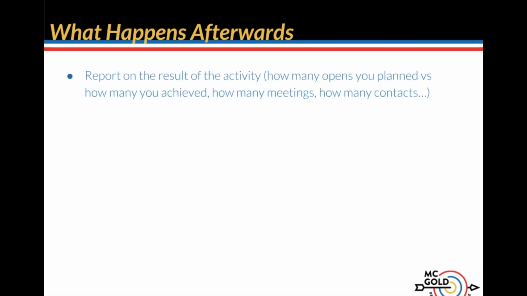And then follow up. So what happens after tabling? So one thing is report on the results of the activity. So report to your VP or to your team leader how many opens you planned versus how many you achieved, or how many meetings you got, how many contacts, depending on what the call to action was. Contact everyone on the same day of the activity.